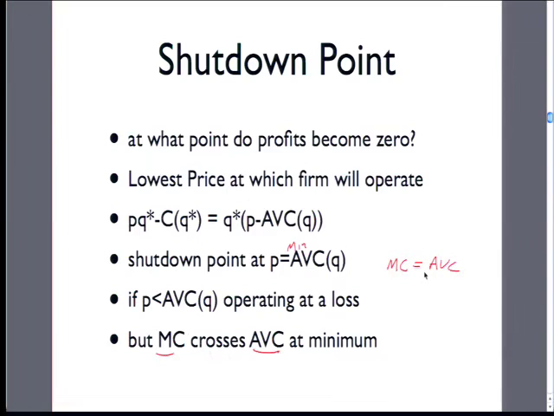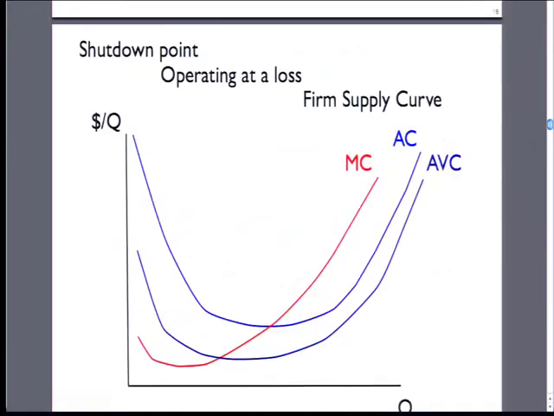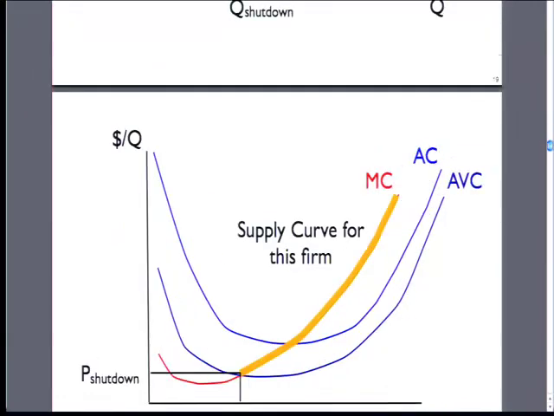The zero profit point is where marginal cost equals the average cost, or the average total costs. And we'll talk about that a whole bunch more. So here's our shutdown point, supply curve for this firm.